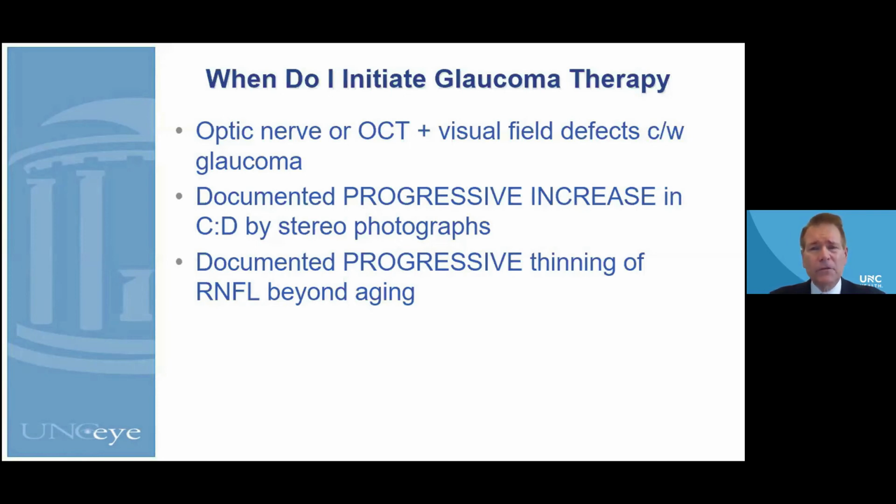Secondly, without visual field evidence, I will still initiate therapy if I can document an increase in cup to disc ratio, but this needs to be by stereo photographs, not by observer report. And thirdly, if I can document progressive thinning of the retinal nerve fiber layer beyond what we would expect by aging, we call this progression in the green, and I initiate therapy in this case.